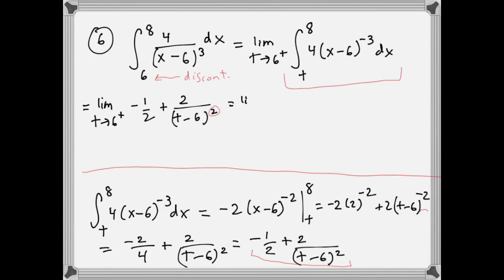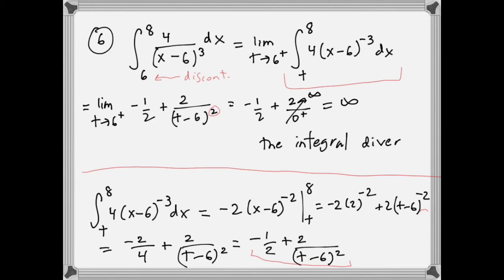Oh, sorry, I already took the limit, right? So it's going to end up being negative 1/2 plus, so what happens here? This guy goes to 0 from the right. And so that goes to infinity. And so this whole answer is infinity. So in other words, the integral diverges. Okay, be careful when you do limits. Just remember that if a denominator goes to 0 and it's always positive, then of course it's got to go to positive infinity. Okay.